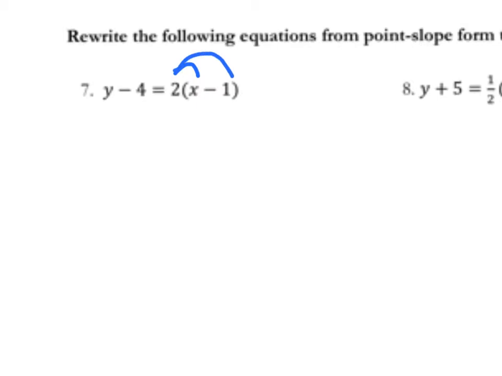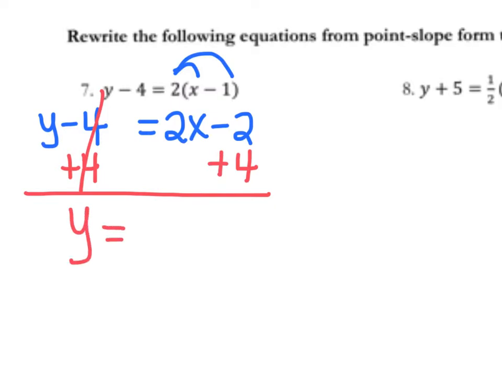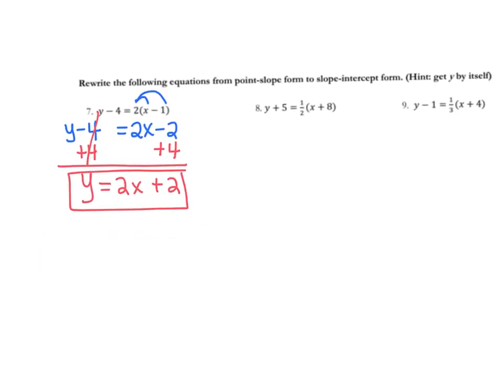We always start by distributing to the parentheses. So I get 2x minus 2 on the right-hand side, and just copy down the left-hand side, y minus 4. Next, I add 4 over to get y totally by itself. So I get y equals 2x, and then -2 plus 4 is +2. And now my equation is in slope-intercept form. And that's all you're doing for all of these.